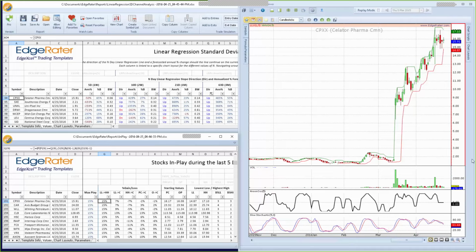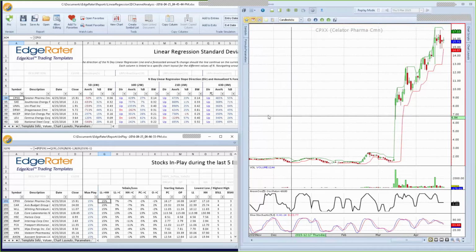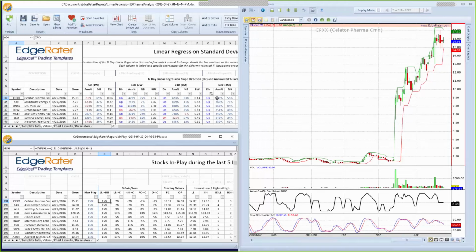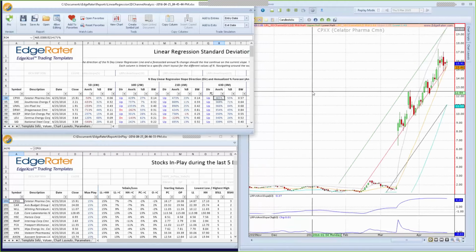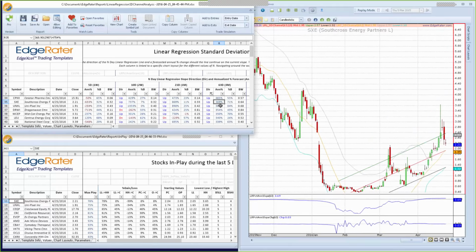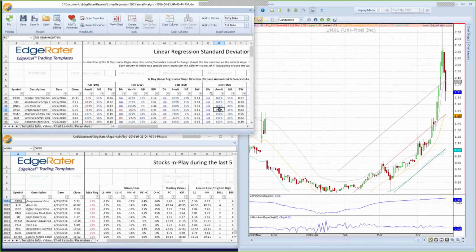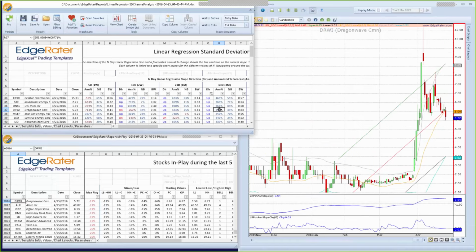Maybe you could just show Dragon Wave as well, because that was a very similar explosive move. So that was number 37 in your linear regression. Oh yeah, so if we go down here a little bit, you can see, this was number 1. Well, it's actually number 34, but the ones that are ahead of this in the list are blanks, if you remember. So this is actually the top performer for that 3-month period. Number 2 would be SXE, number 3 would be UNXL, and number 4 would be Dragon Wave, DRWI.